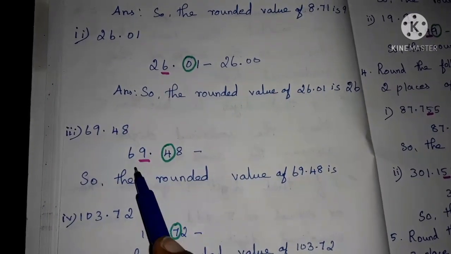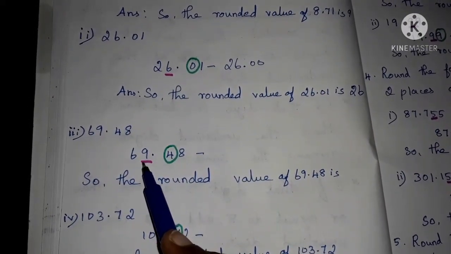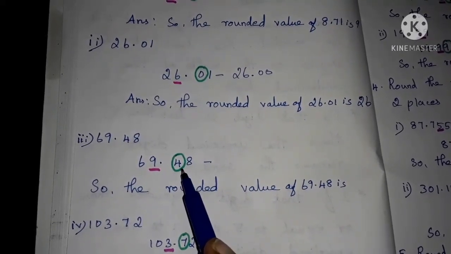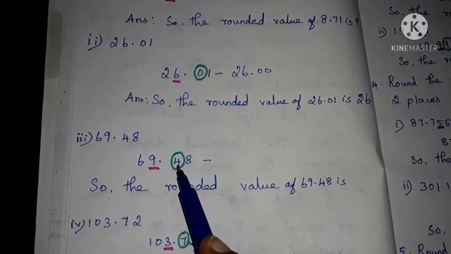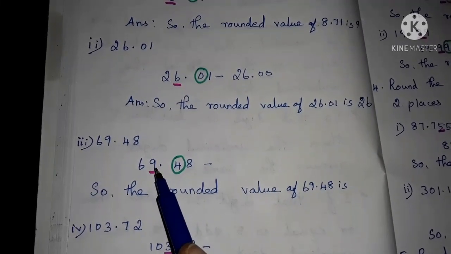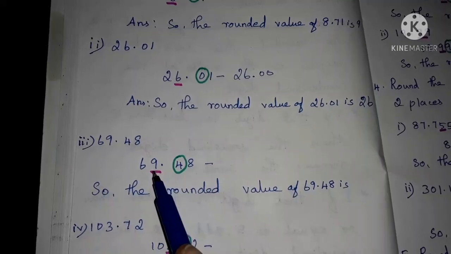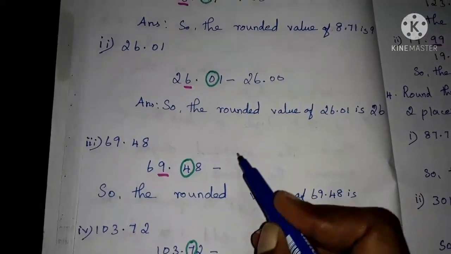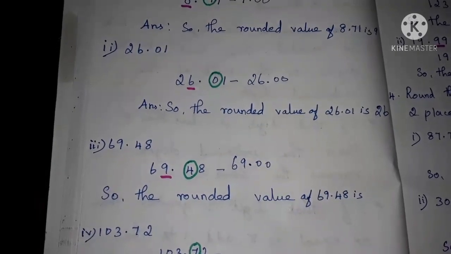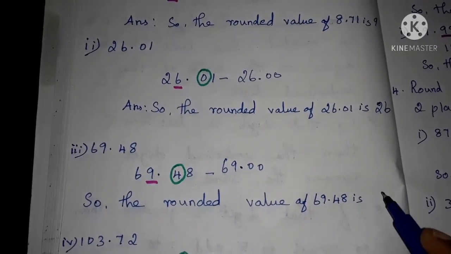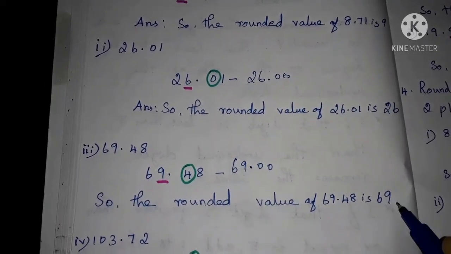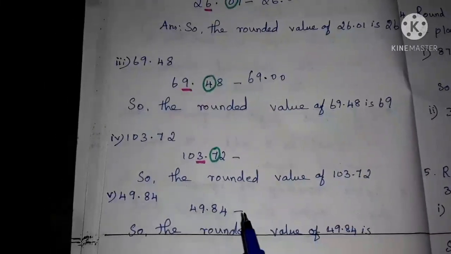Next, 69.48. Nearest whole number means we have to underline the first whole number. Look at the right side. Is it less than 5 or greater than 5? Yes, it is less than 5. If it is less than 5, what is the rule? The underlined digit remains the same. So our answer is 69.00. So the rounded value of 69.48 is 69.